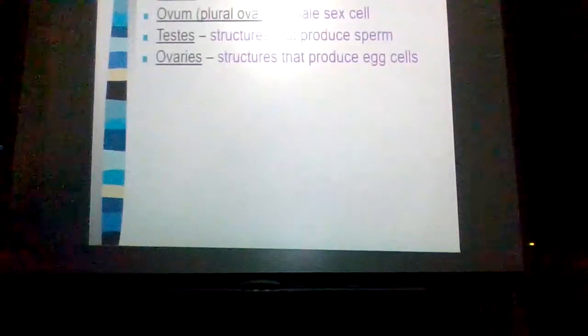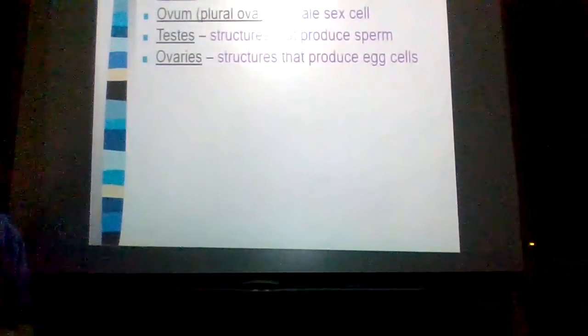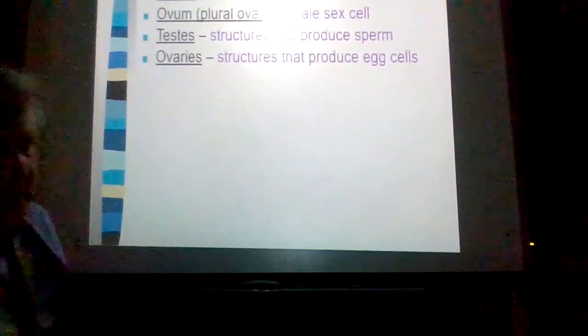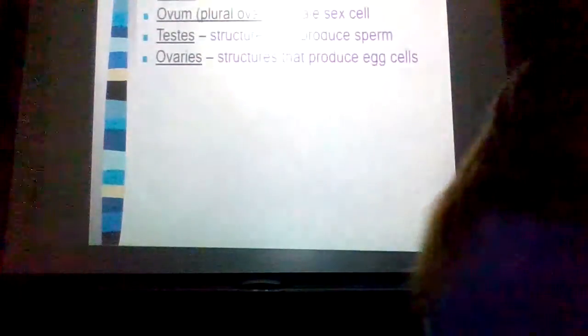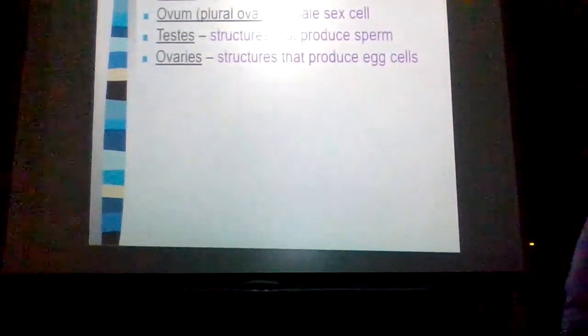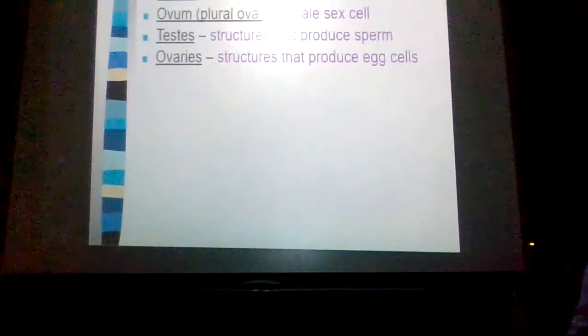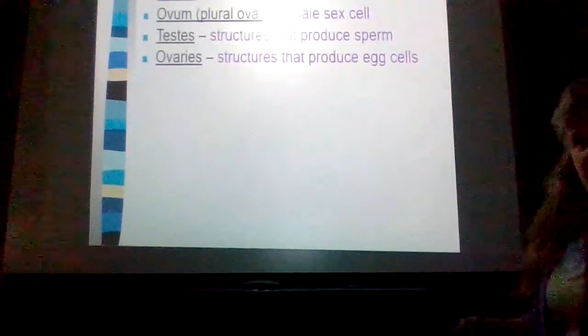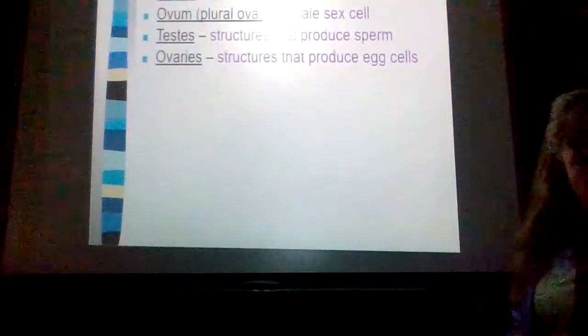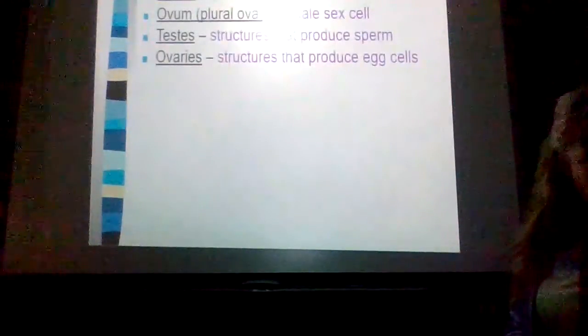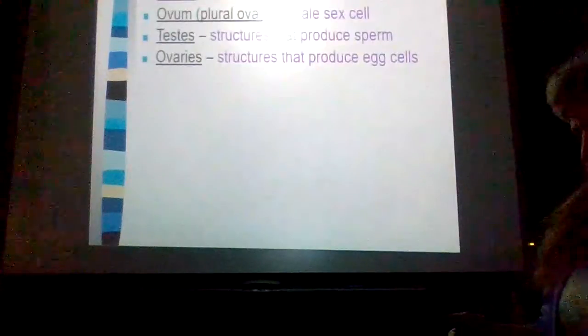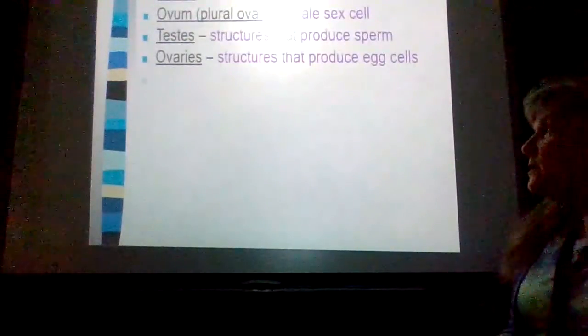And ladies, at this point, you have all of the ova that you're going to have. Your body's not going to make any more. It's going to finish processing them, but they're all there. Which is why when you run out of ova, you go into menopause. Gentlemen, you can make sperm the rest of your life. Unfortunately, the older you get, the more susceptible the sperm is to mutations.